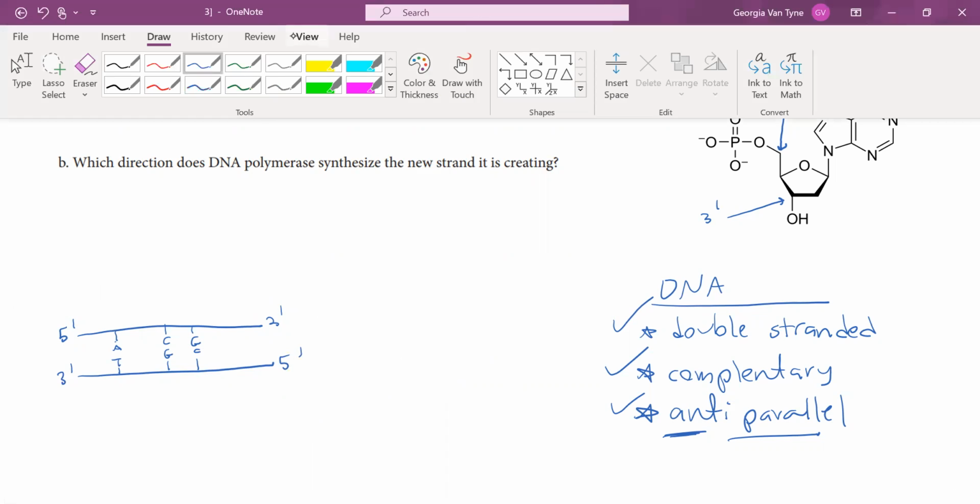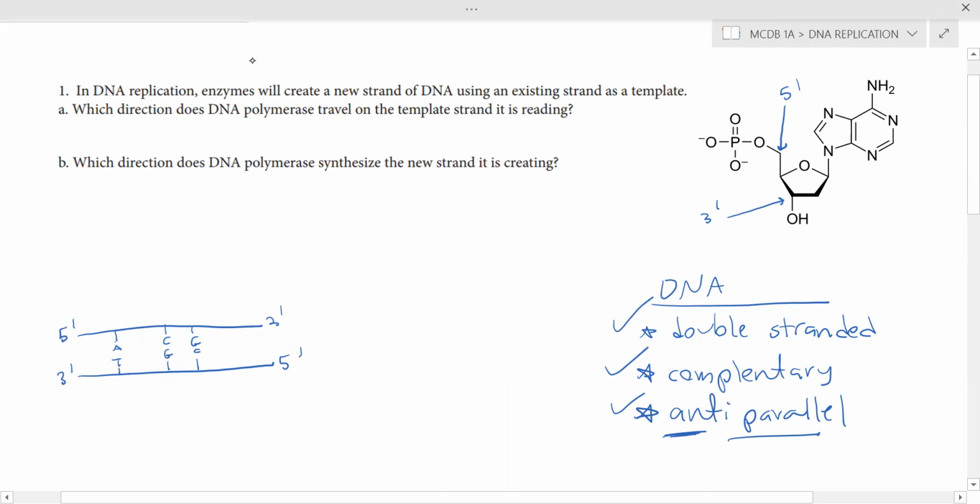Let's use a different color. Cool. Right, so we're going to talk about the template strand. So the template strand, whatever DNA polymerase is using as a template strand, that's the strand it's actually copying off of to make the new one, right? So it's copying off of the template strand, and it's reading the template strand. It's reading it and saying, what should I put into my new strand?